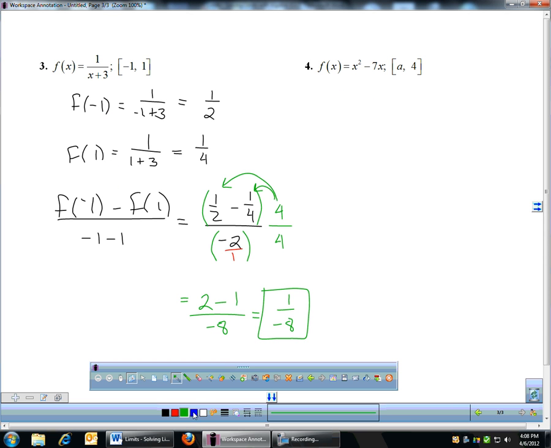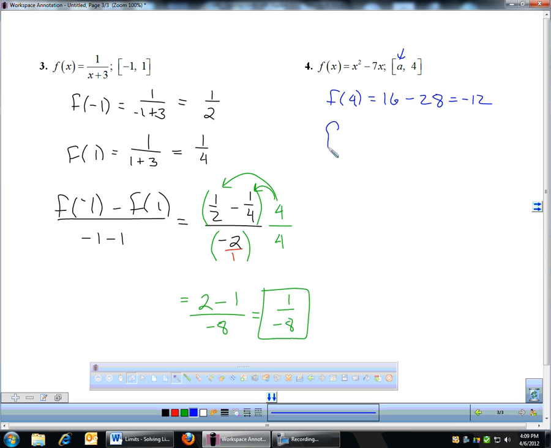Last one, this one for some reason throws people off. I can see why, because you have that pesky a there. I didn't give you two specific numbers. So I know, just like this one, I plugged in -1 and 1 on the front end to get my f of those numbers. I'm going to do the same thing here. F of 4 is 4 squared, 16, minus 7 times 4, 28. That's -12.